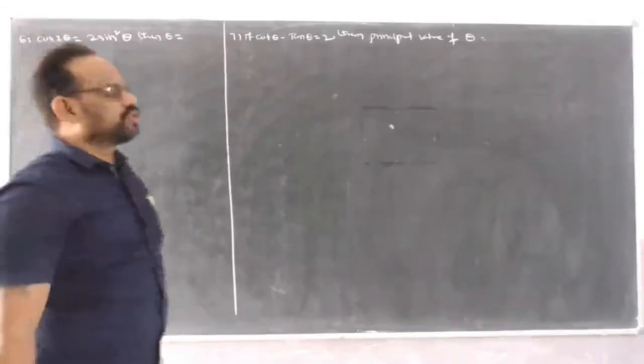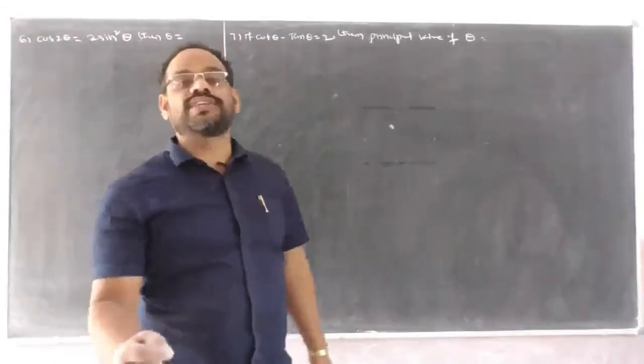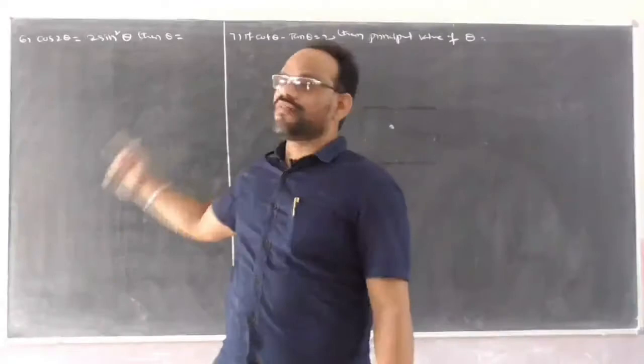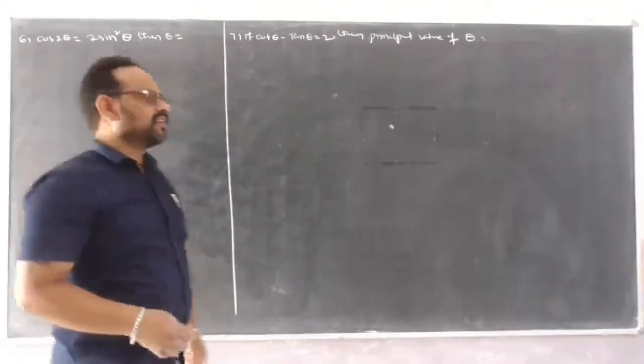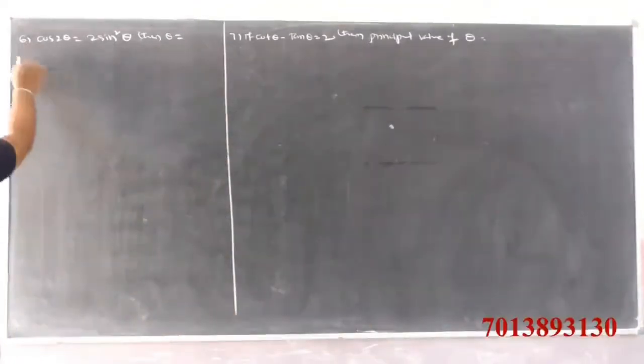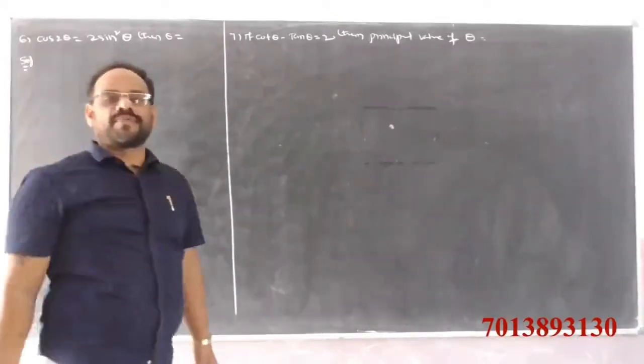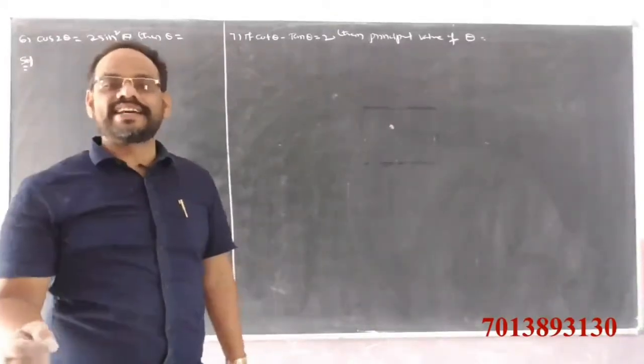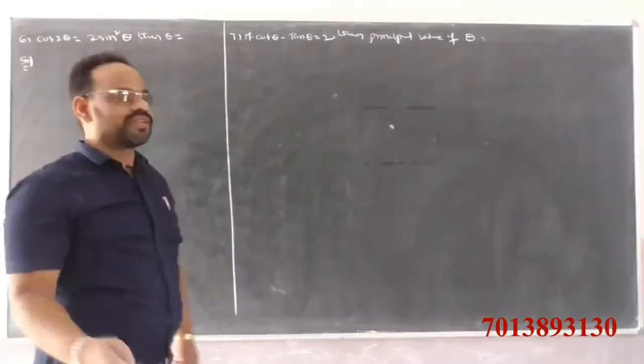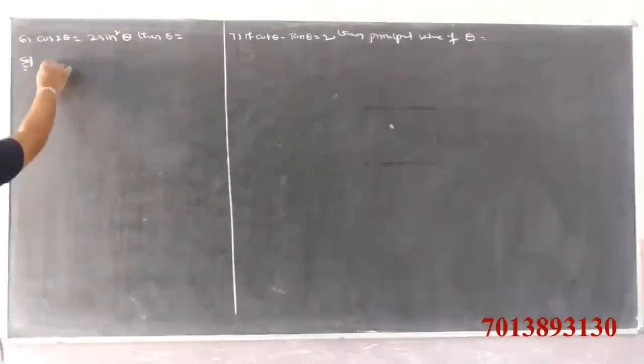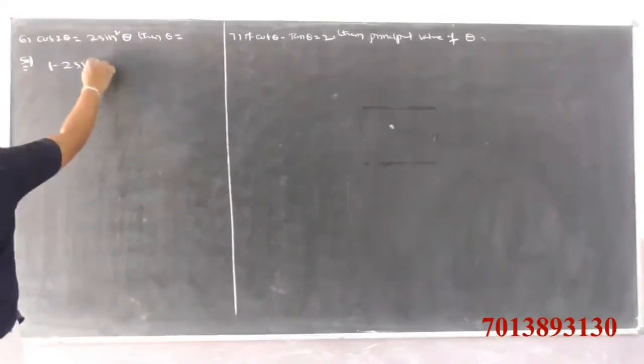Cos 2 theta is equal to 2 sin square theta. We want the value of theta. So, we know the cos 2 theta formula. Cos 2 theta in terms of sin is clearly 1 minus 2 sin square theta.